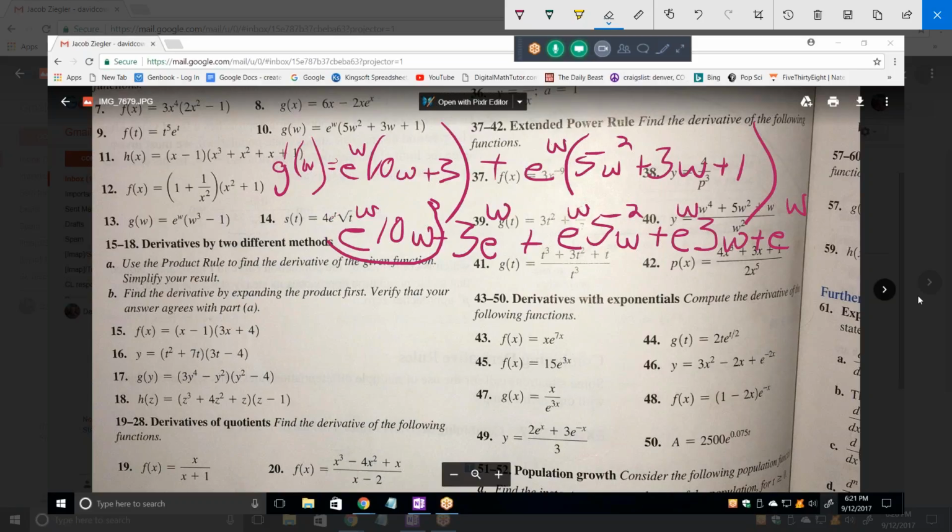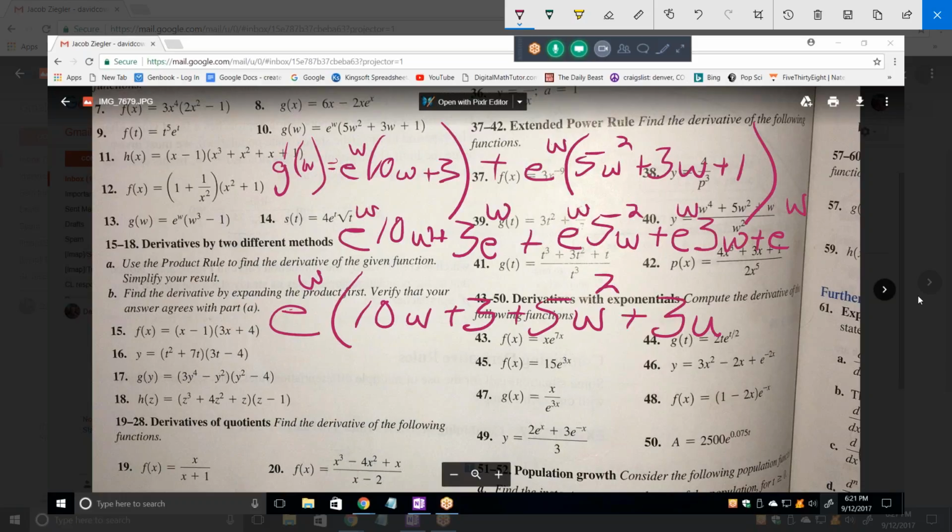Every one of these terms has an e to the w in it, right? Factor that e to the w out, leaving us with 10w plus 3 plus 5w squared plus 3w plus 1, right?